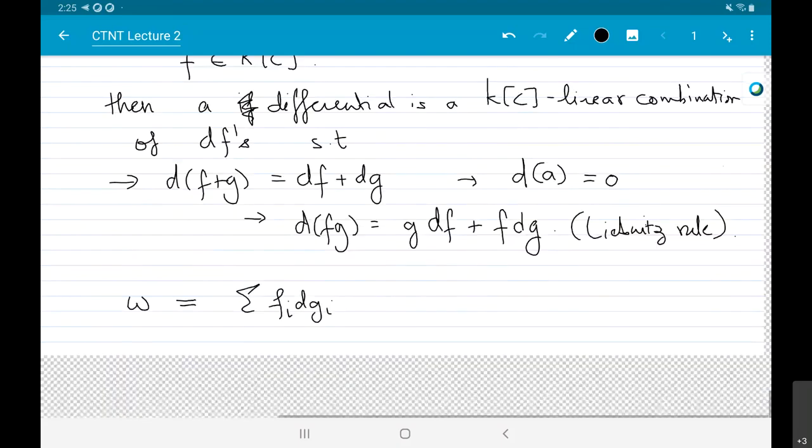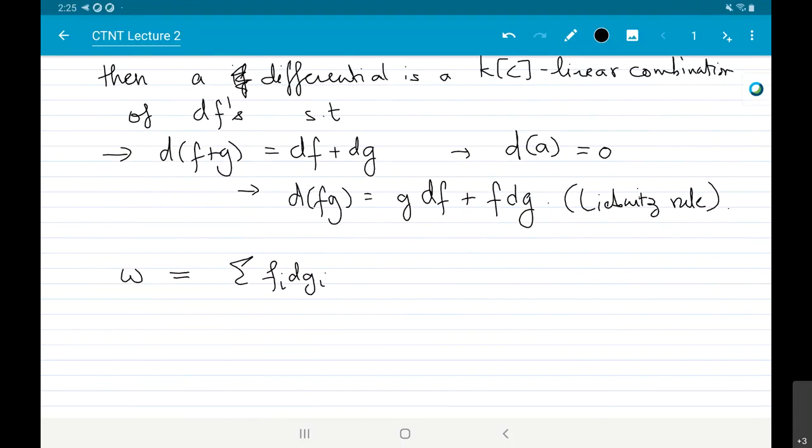So there is a way to talk about zeros and poles of a differential.